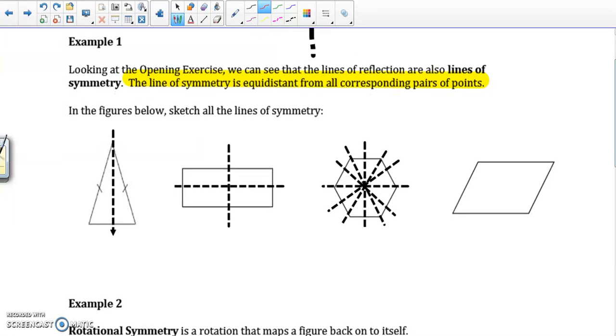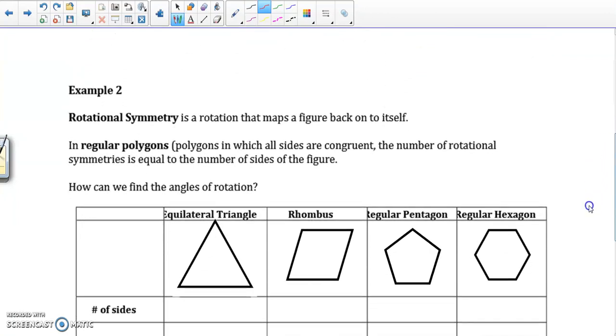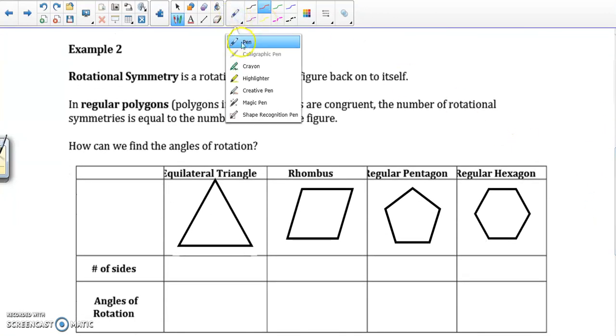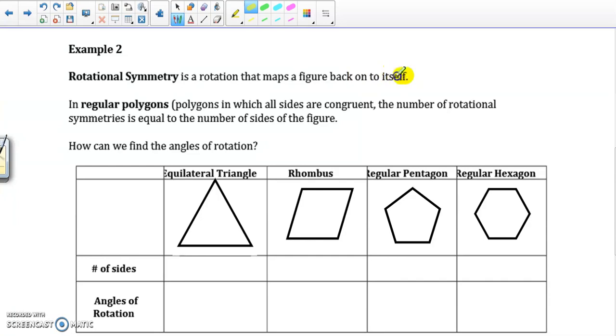Alright, so there's line symmetry. Rotational symmetry. It's not a fold that maps the figure onto itself. It's a rotation that maps the figure onto itself. So a rotational symmetry is a rotation that maps a figure back onto itself. So in regular polygons, and we'll learn about that later, polygons in which all sides are congruent, the number of rotational symmetries is equal to the number of sides of the figure.